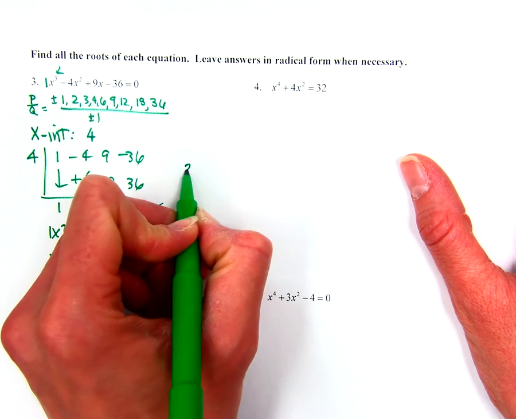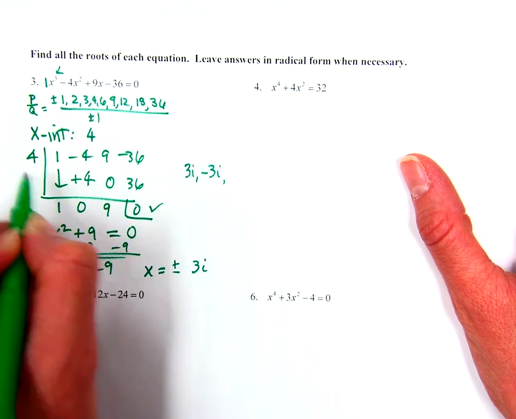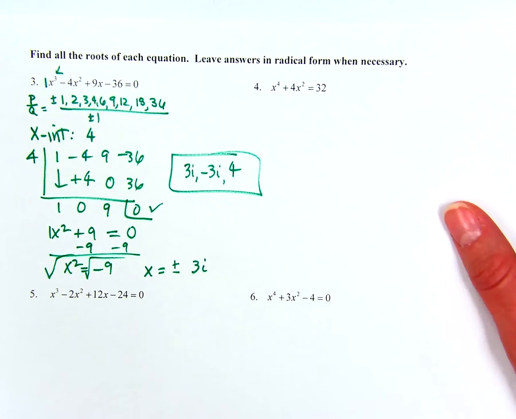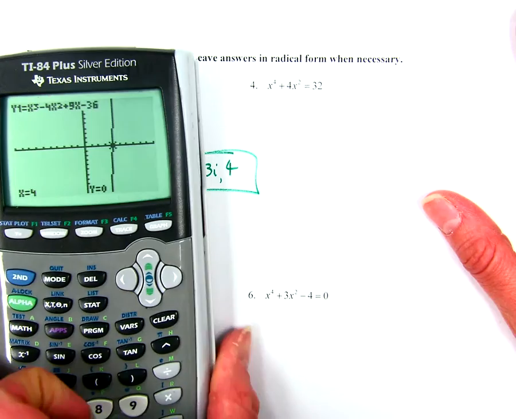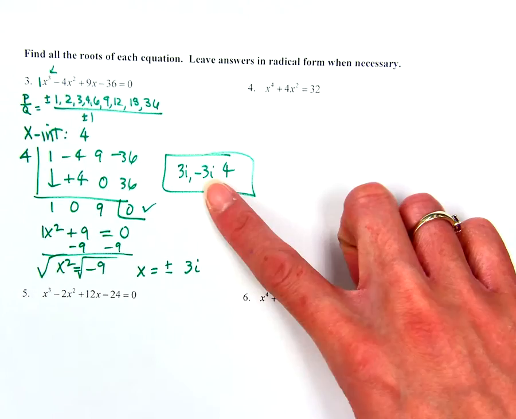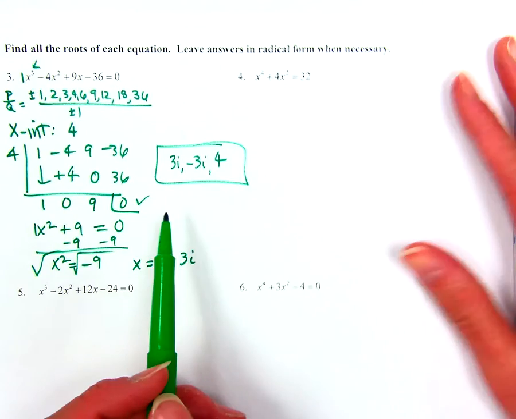Right, I have 3i, negative 3i, and then don't forget that 4 was another solution from earlier. All right, so if you notice, you can't see the whole graph, but there's one real solution and there's two imaginary solutions. So that might be another thing that was different from yesterday.